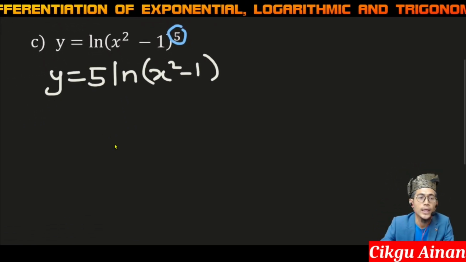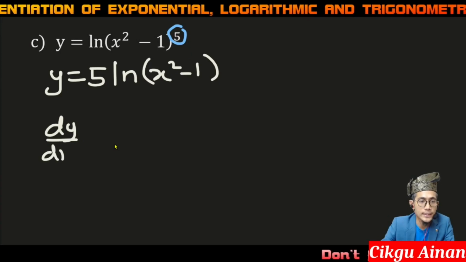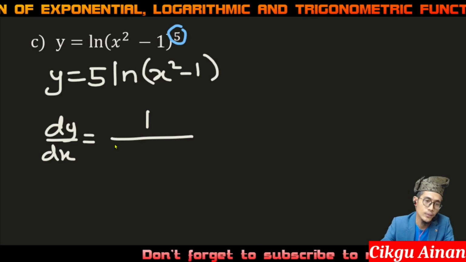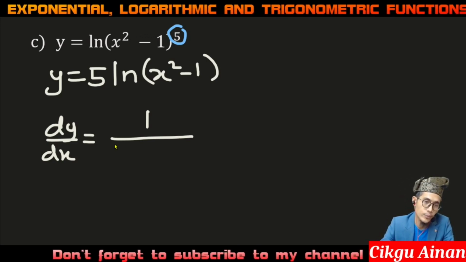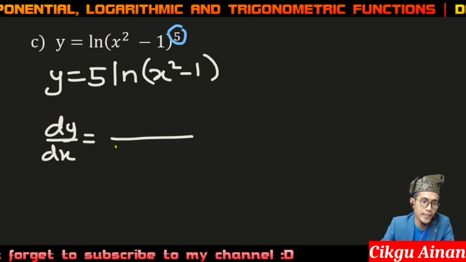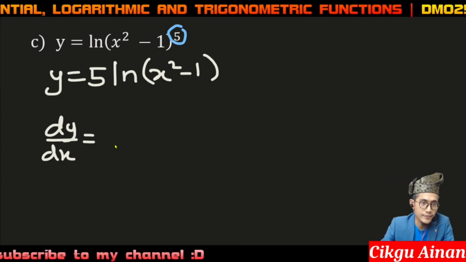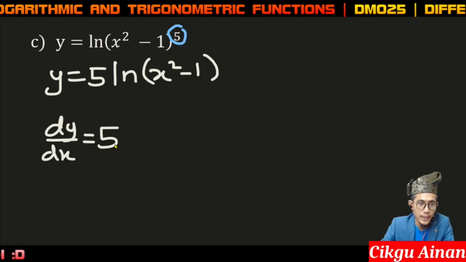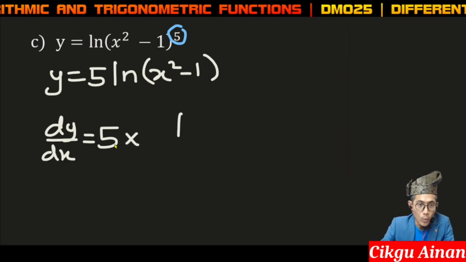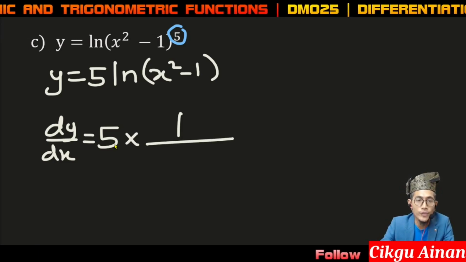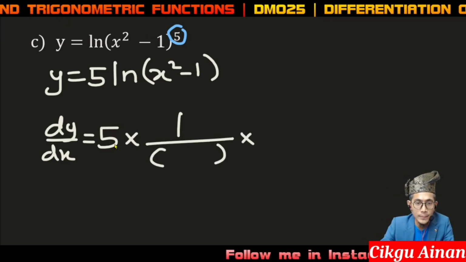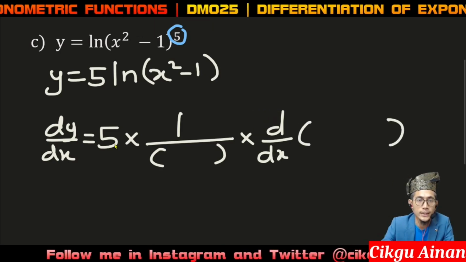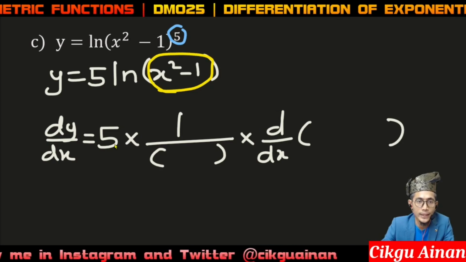So dy/dx equals 1 over the bracket. But in this case, it's 5, right? So this 5, we put it over here, and then multiply by 1 over the bracket, multiplied by the differentiation of the bracket. Now, where is the bracket this time? This is the bracket.